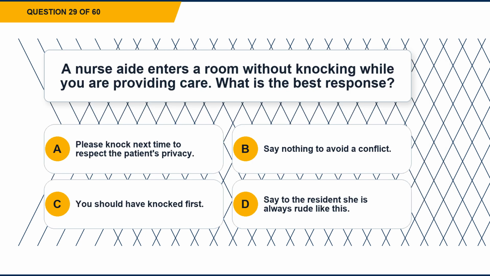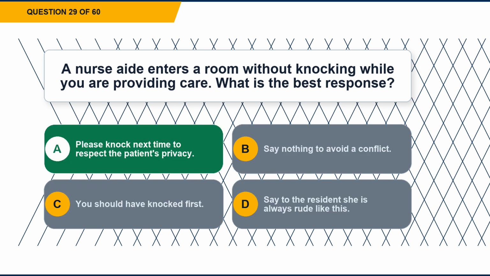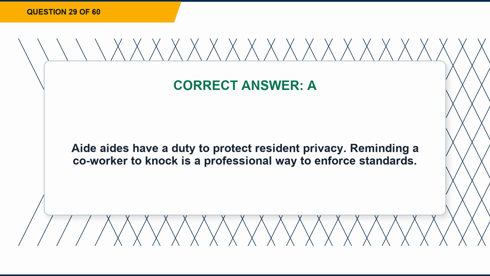Question 29. A nurse aide enters a room without knocking while you are providing care. What is the best response? Option A, please knock next time to respect the patient's privacy. Option B, say nothing to avoid a conflict. Option C, you should have knocked first. Option D, say to the resident she is always rude like this. The correct answer is option A, please knock next time to respect the patient's privacy. Explanation: aides have a duty to protect resident privacy. Reminding a coworker to knock is a professional way to enforce standards.